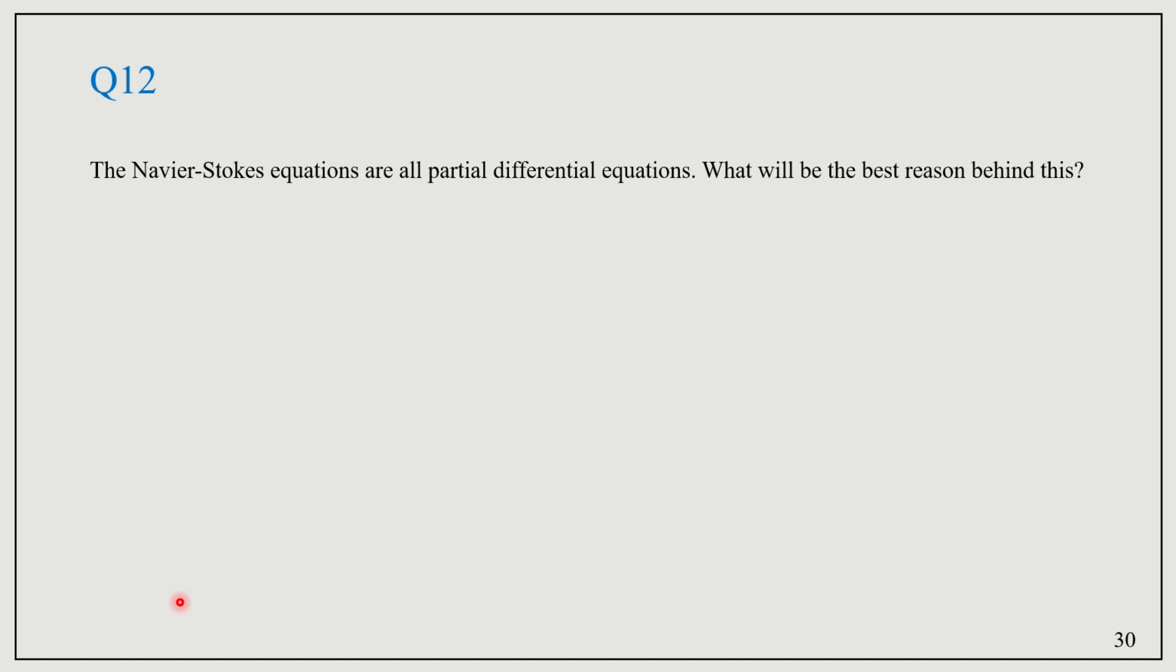In question 12, it is asked that Navier-Stokes equations are all partial differential equations. What will be the best reason behind this? So we are using Navier-Stokes equations everywhere for solving fluid flow in the particular system. So why is the Navier-Stokes equation a partial differential equation, and what is the reason behind that? That is the question. We'll see the options. Option 1, ordinary differentials are not present in the Navier-Stokes equation.